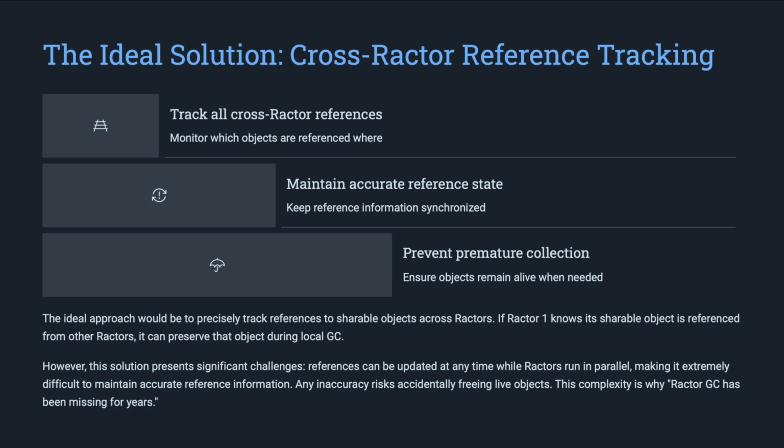Everything halts. Then the GC runs. It traverses the entire heap, looking at objects from all Ractors, starting from the roots of all Ractors combined. Wow. Okay, that sounds counterproductive to the whole parallel Ractor idea. It absolutely is. That's the huge drawback. Now, the upside is it's perfectly accurate because it sees everything. It knows all the references, including the cross-Ractor ones.